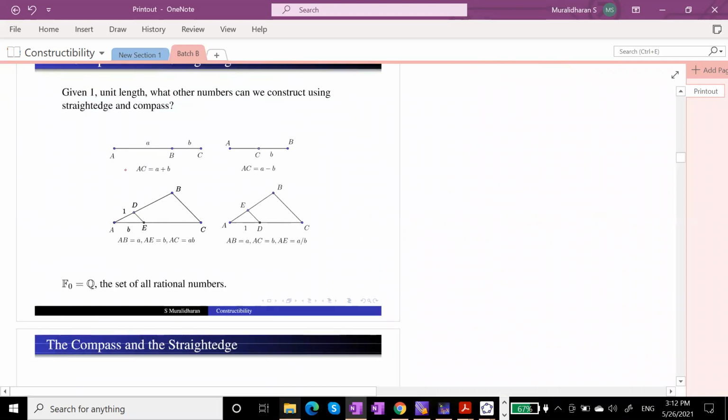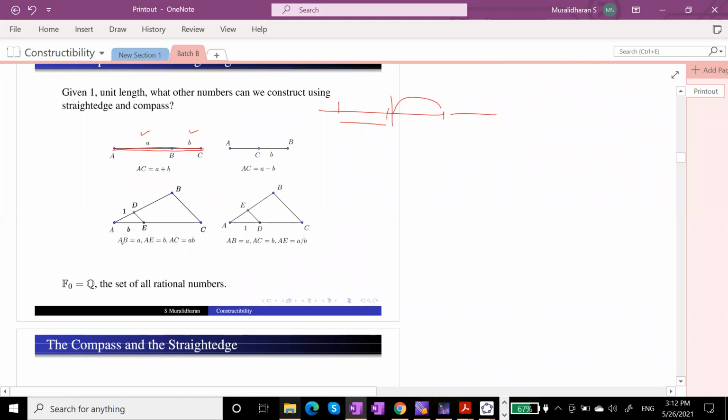So if I can construct A, and if I can construct B, A plus B is obvious. I just mark it like this. And A minus B is also obvious. I have this A length, and then instead of marking B on the other side, I mark B on this side. So A minus B can be done.